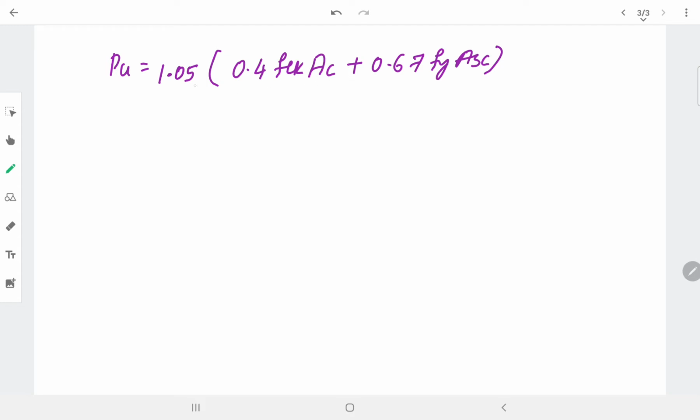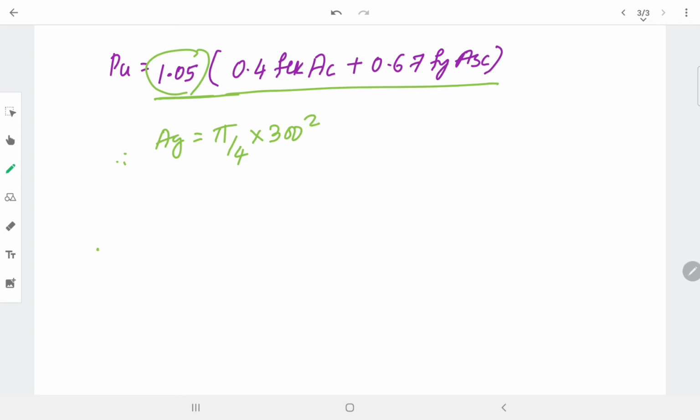So this is the equation for the circular column. The only difference is, earlier it is 0.4 fck Ac plus 0.67 fy Asc, whereas for an axially loaded circular column, you must multiply 1.05 to this equation. Now Ag will be calculated using pi by 4 into 300 square, as the diameter of the column is 300. So Ag is 70685.83 mm square. This is the cross section area of the column.